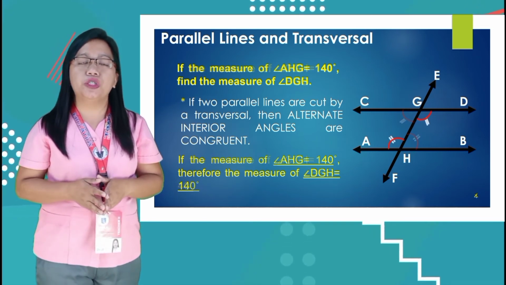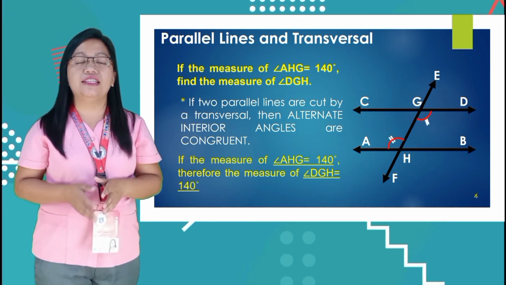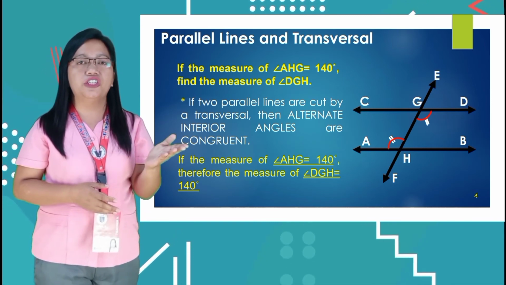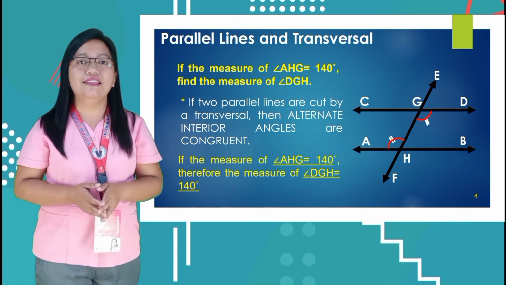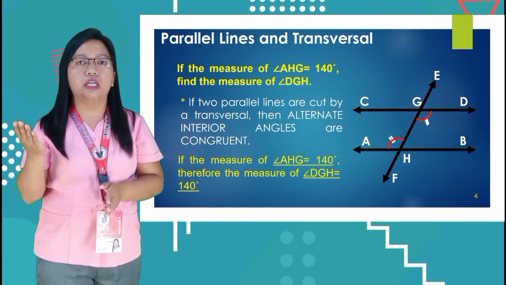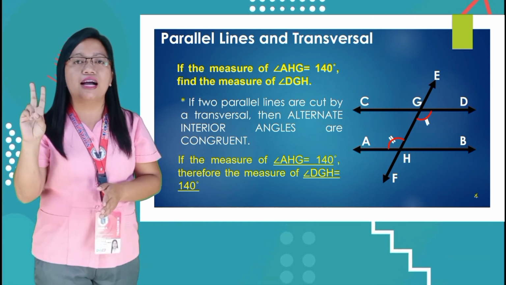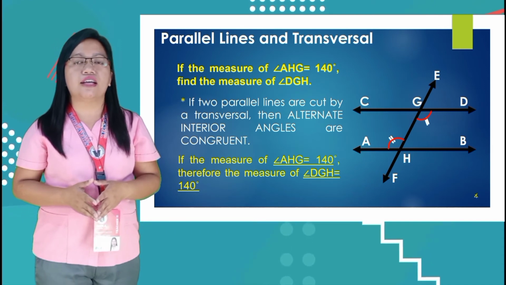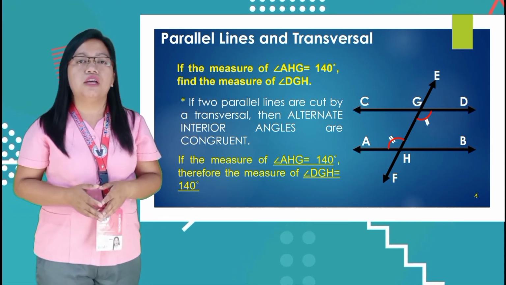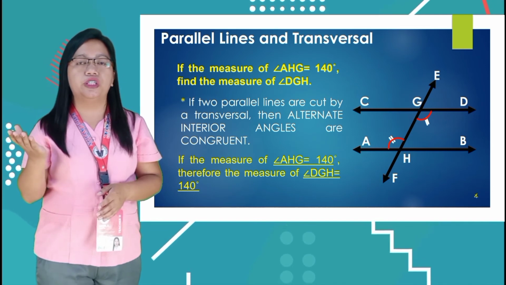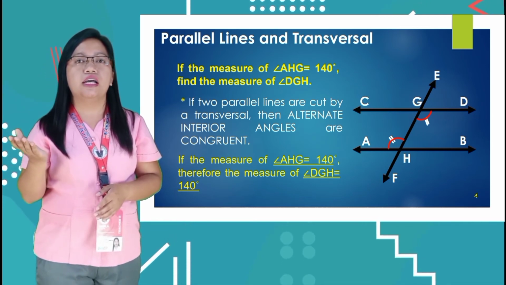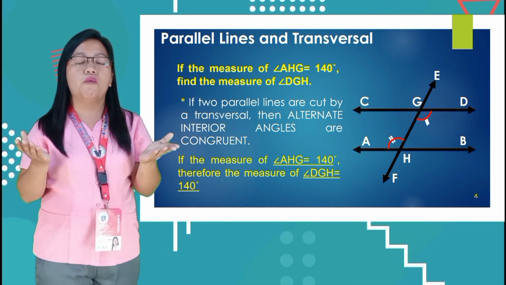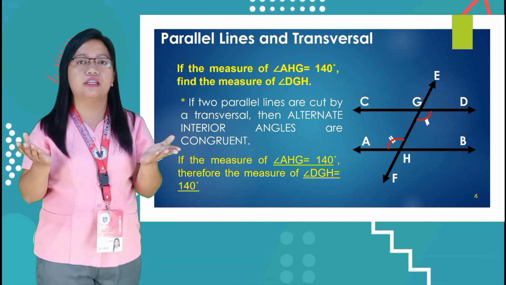How about if the measure of angle AHG is 140 degrees? Find the measure of angle DGH. Again, always remember the rule. If two parallel lines are cut by a transversal, then alternate interior angles are congruent. If the measure of angle AHG is 140 degrees, therefore the measure of angle DGH is 140 degrees.